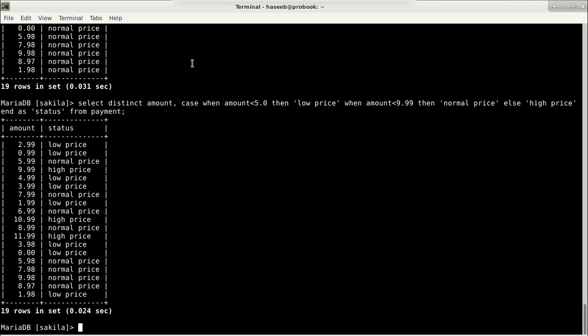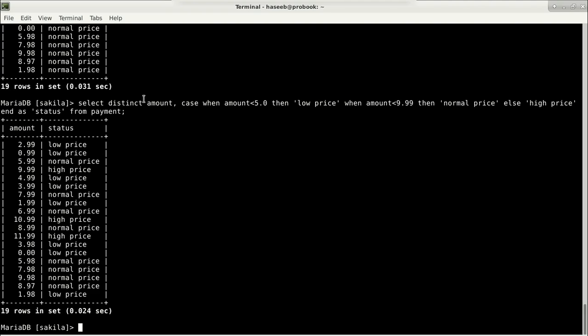So for all the values that are less than 5, it will print low price in the status column. This is a calculated column. It doesn't exist in this table. It is generated at runtime based on the result of this case expression or case operator. So we can use two syntaxes.